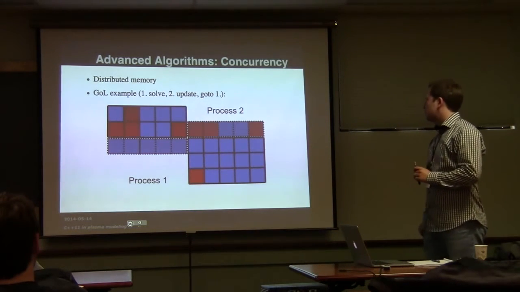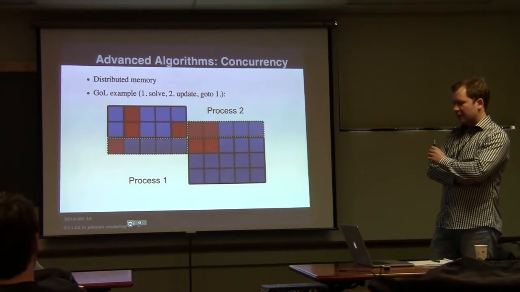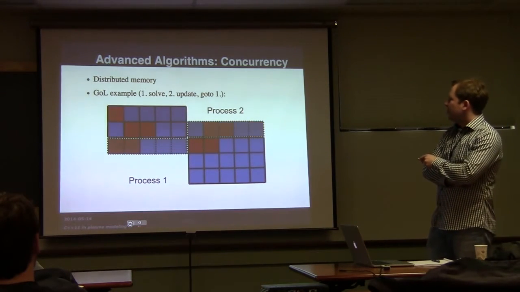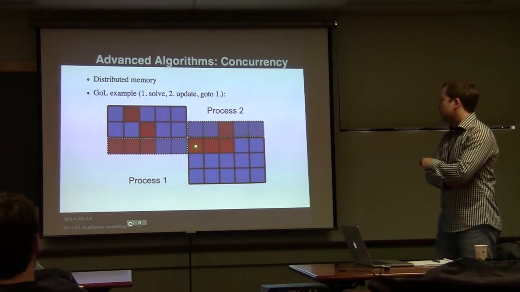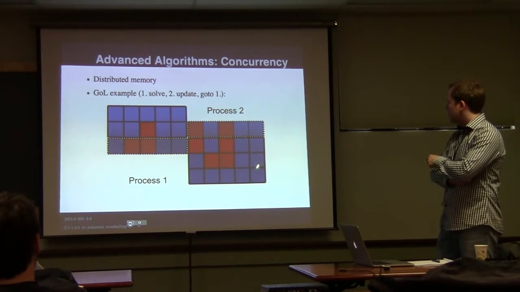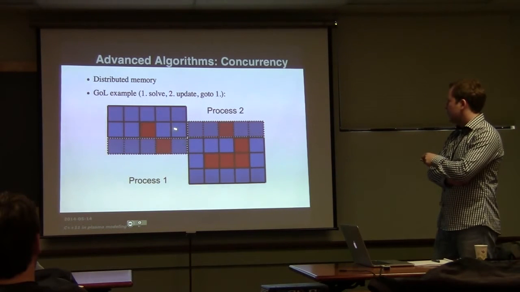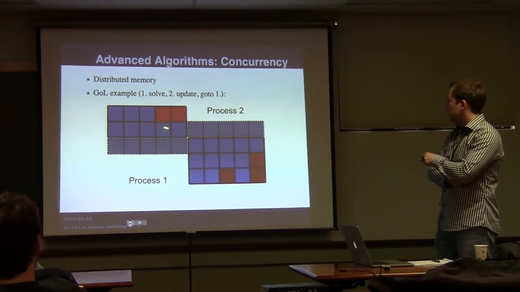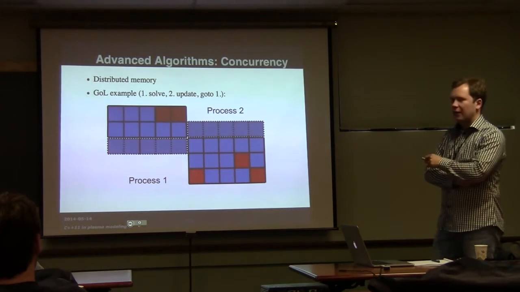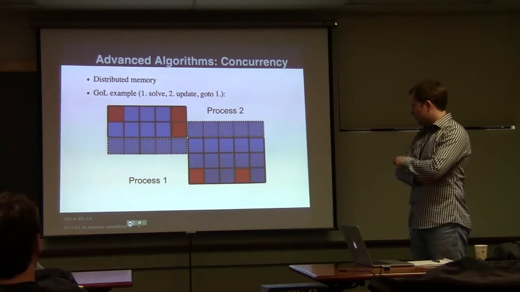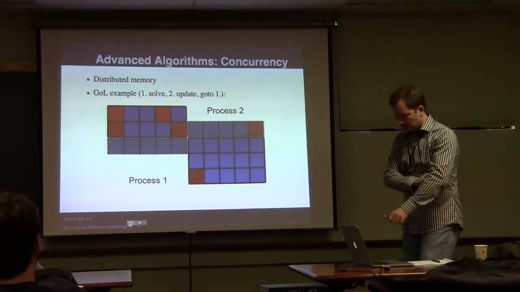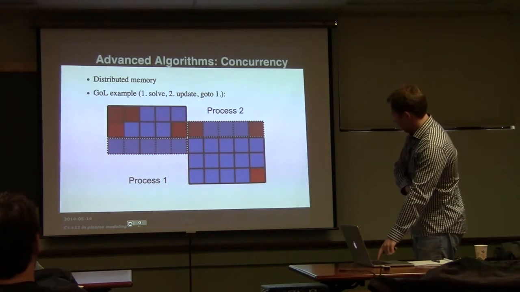Now, the concurrency business. First I'll talk about distributed memory concurrency. Basically, process 2 has these cells, process 1 has these cells, and they have a copy of the other process's cells, which is updated after every time step. So the new solution is calculated, then these cells are copied here and these cells are copied here, and then you can calculate the next solution. So yeah, this is basically what happens.